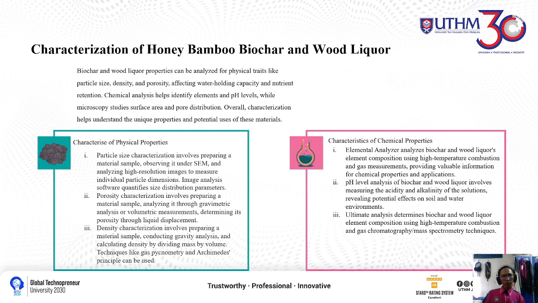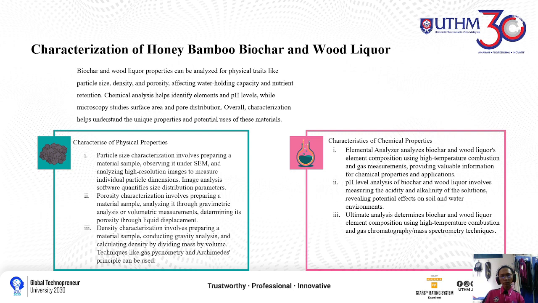Porosity characterization involves preparing a material sample, analyzing it through gravimetric analysis or volumetric measurement, determining its porosity through liquid displacement. Density characterization involves preparing a material sample, conducting gravimetric analysis, and calculating density by dividing mass by volume. Techniques like gas pycnometry and Archimedes principle can be used.